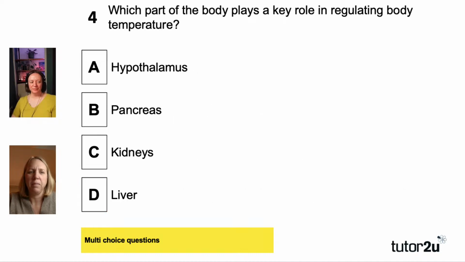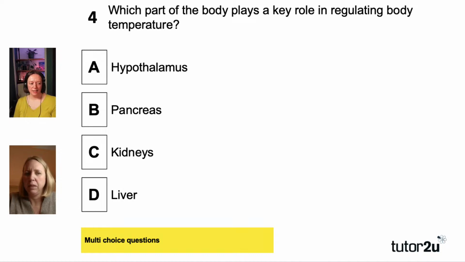Okay, number 4. Which part of the body plays a key role in regulating body temperature? Is it the hypothalamus? Is it the pancreas? Is it the kidneys? Or is it the liver? What do you reckon? Which part of the body regulates body temperature?